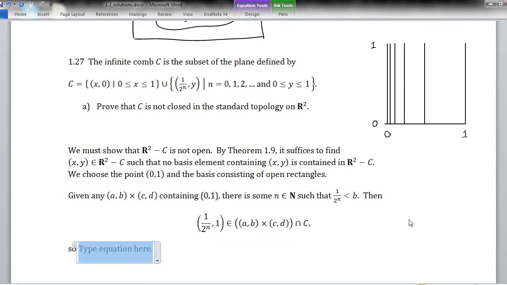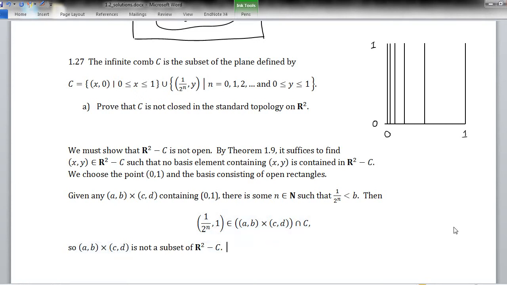So, what does that say? Well, it says that the open rectangle is not a subset of R2 minus C. Okay. Why? Well, it overlaps with C, right? There's a point that's in this and in C, okay? So there's no way that this could be entirely contained in the complement of C.